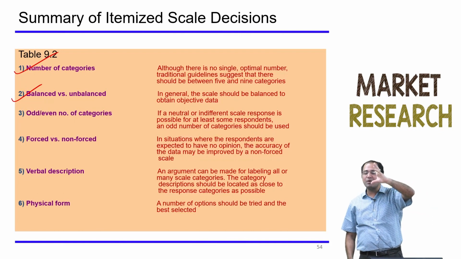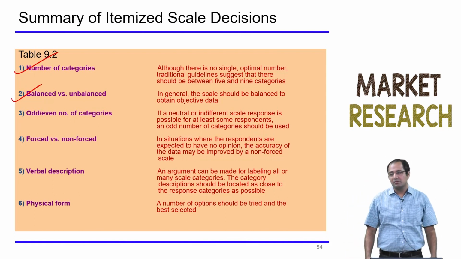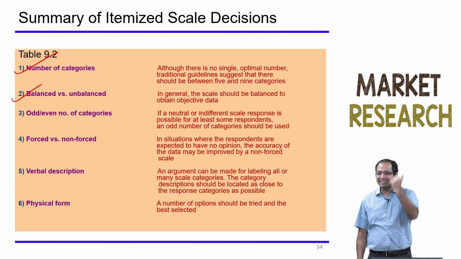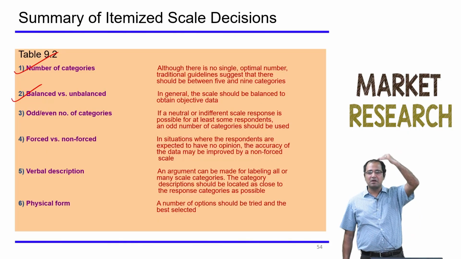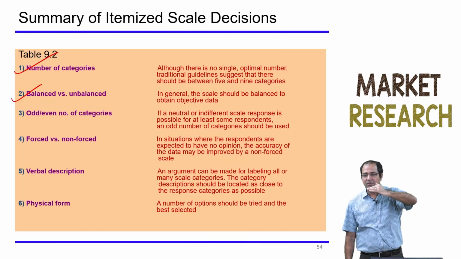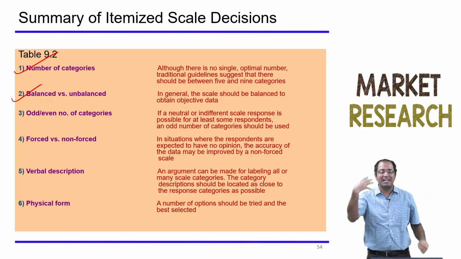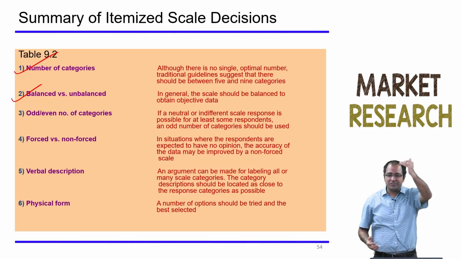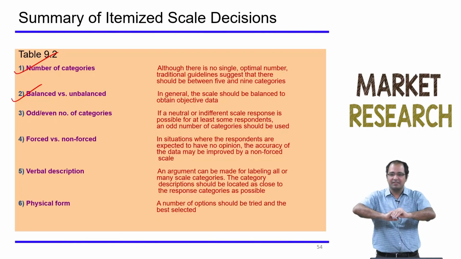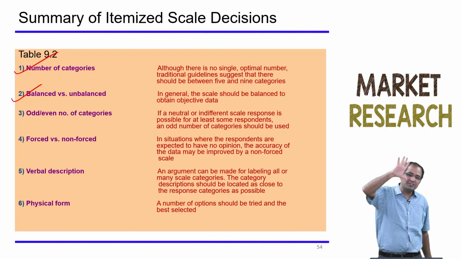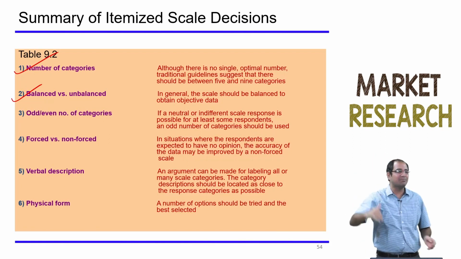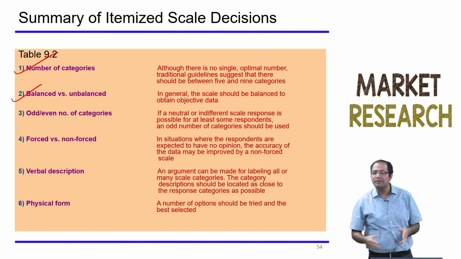Unbalanced means unequal number of options. So you have more for positive and less for negative. Let's say very good, fair, and poor. Poor is representing the negative part, but it has only one answer option, whereas others have 3. That becomes unbalanced. Balanced is when strongly disagree, neutral, or even if you remove neutral, balanced is 2 positive, 2 negative on both sides. That is balanced scale. Always try to use balanced scale.